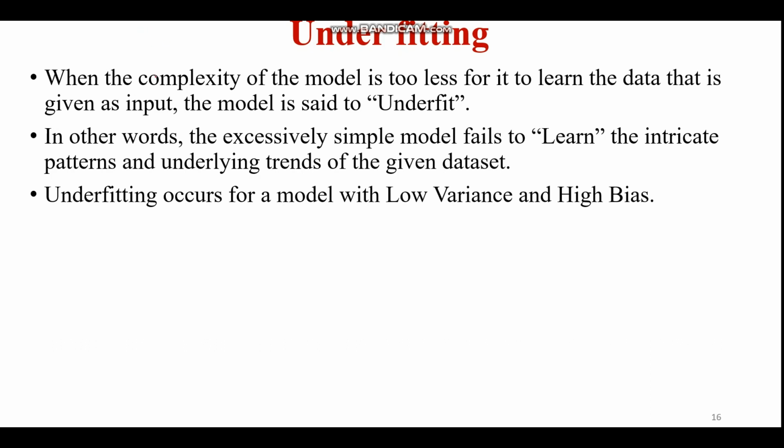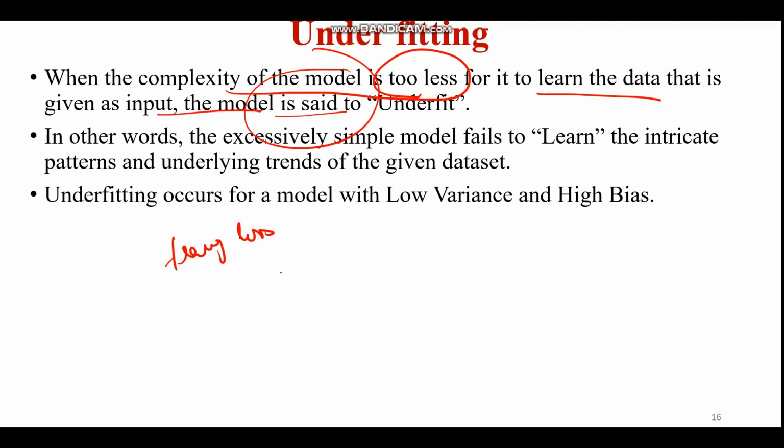We know underfitting happens when the complexity of the model is too low, and it learns from the data with very little training. In that case the problem of underfitting occurs. We can also say the model is very simple. A simple model fails to learn the patterns it is supposed to learn, and this happens when there is low variance and high bias.